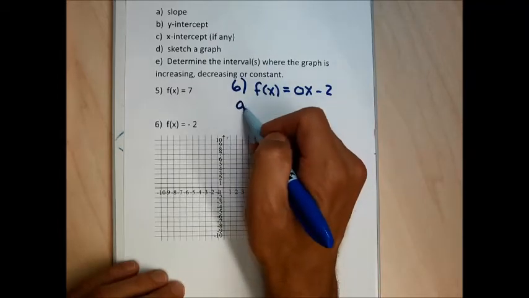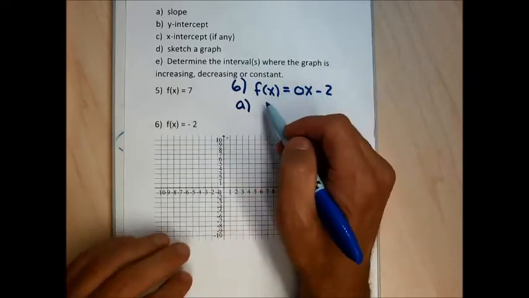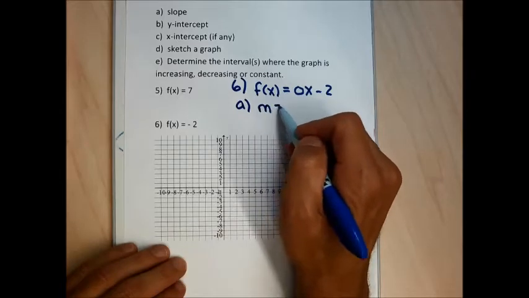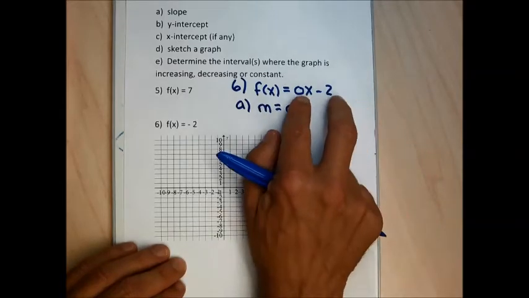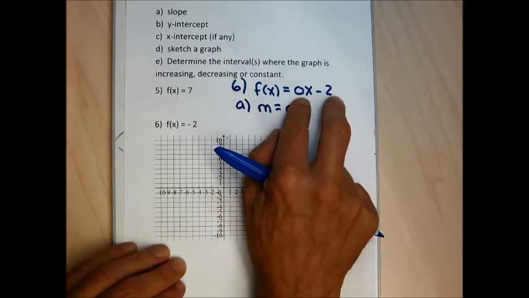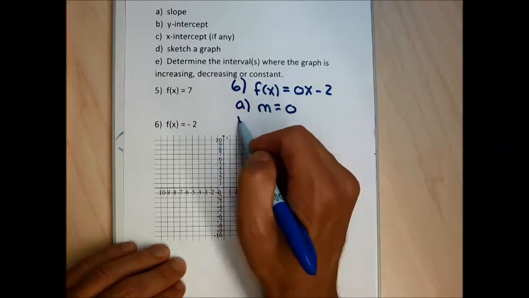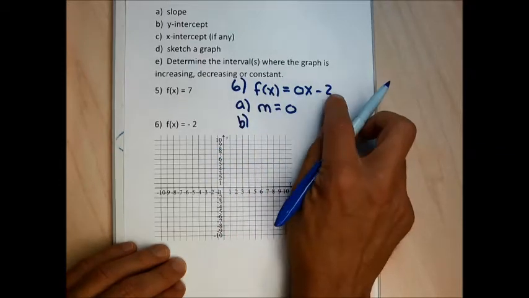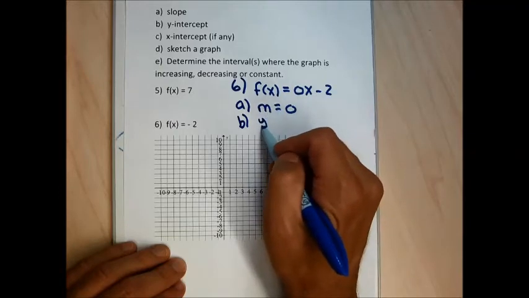When I go to do part A, now it's going to be easy. The slope is the number in front of the x, which is a 0, because now it's in y equals mx plus b form, the function notation of it. The y-intercept is going to be 0 comma that number, so the y-intercept is going to be 0, negative 2.